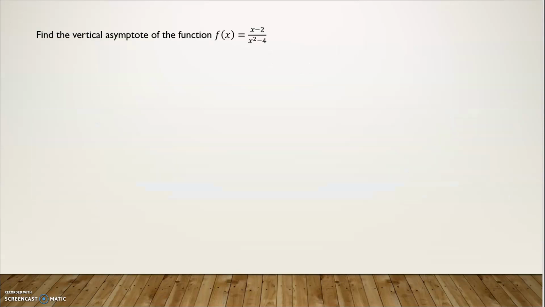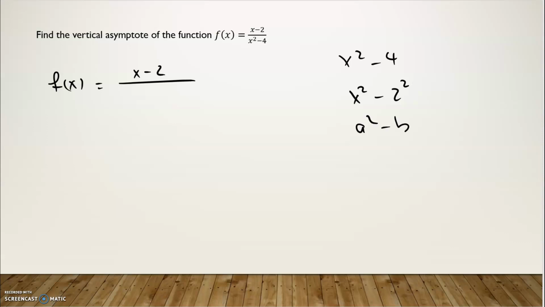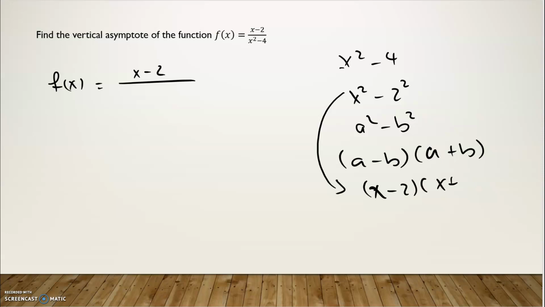Okay, so here, let's look at this one, and we're going to factor the top, can't factor that one, and the bottom. And again, we've got x squared minus 4, which we can write as x squared minus 2 squared. So that's a squared minus b squared, or a minus b, a plus b. So that means this will be x minus 2, x plus 2. And hey, look, we can cancel out the x minus 2.